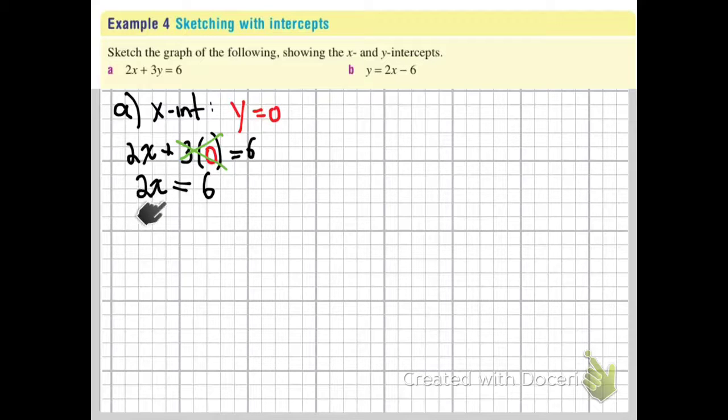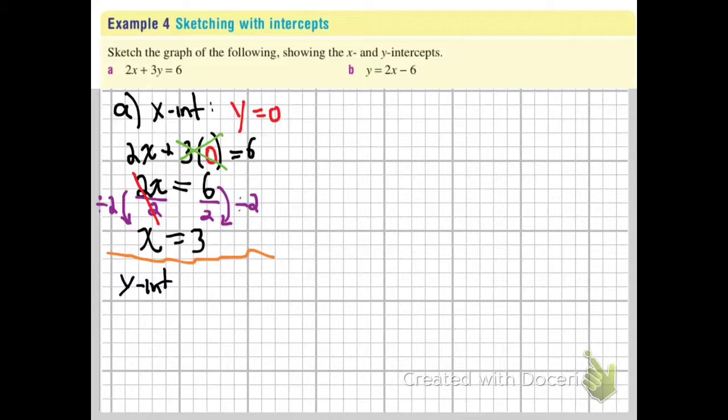x is being multiplied by 2, so we're going to divide by 2 to get x by itself. If we divide by 2 on the left, we've got to do the same on the right. It cancels out on the left, and on the other side we get x equals 6 divided by 2, which is of course 3. So that's our x-intercept. Our x-intercept happens at x equals 3. Now we will find the y-intercept.